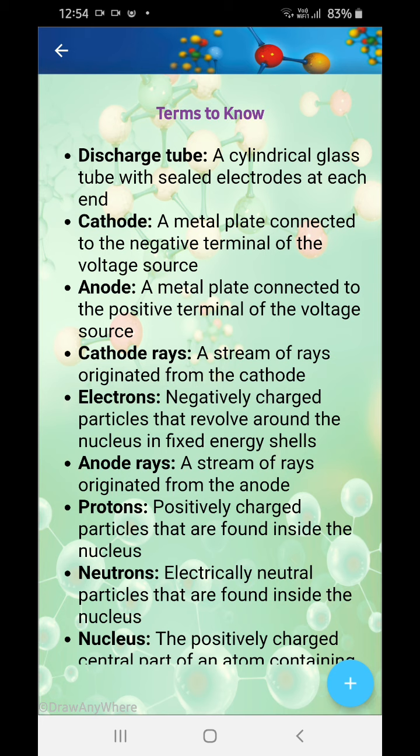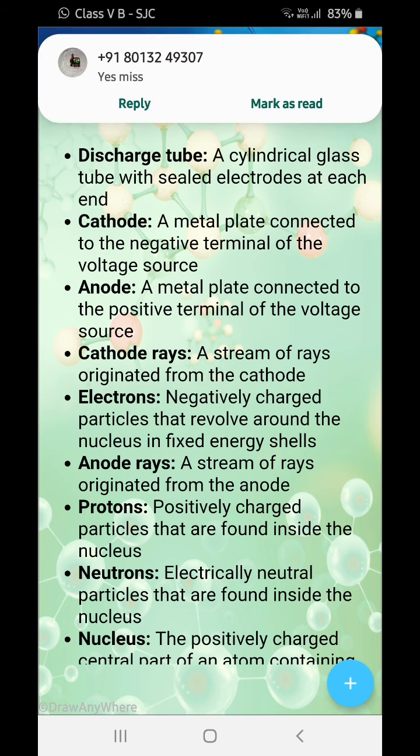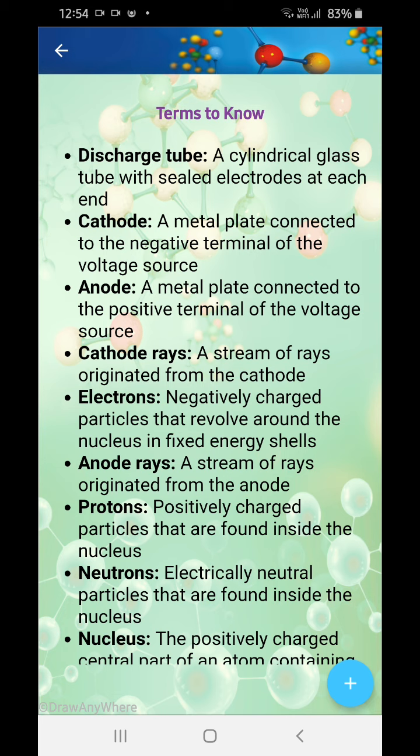First of all, discharge tube: a cylindrical glass tube with sealed electrodes at each end. So what does a discharge tube consist of? A cylindrical glass tube with sealed electrodes, okay, at each end, like just a magnet-like thing. So it contains different kinds of electrodes, okay. Now what's a cathode? A metal plate connected to the negative terminal of the voltage source. Now how did they discover the electron? We'll come to know, but before that we need to know all these things, okay.